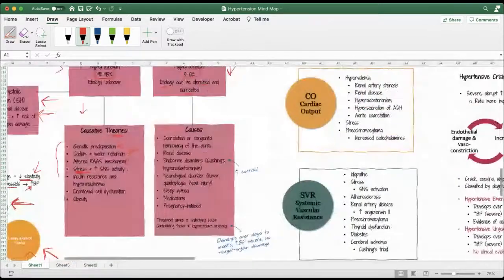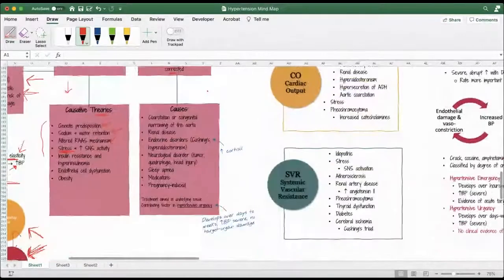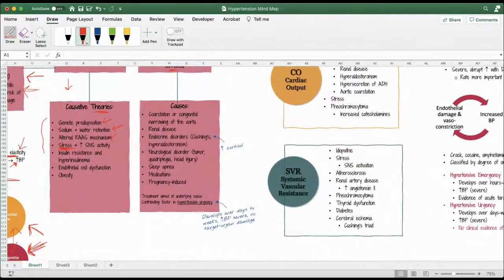So then if you want to look at secondary hypertension, all of these things make tons of sense if you look through them, but it's really just giving you an idea of what are the things that could cause it.